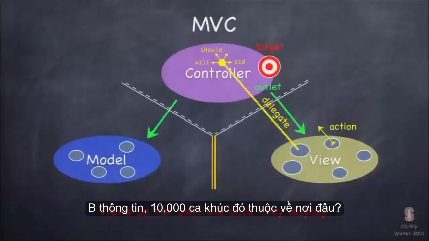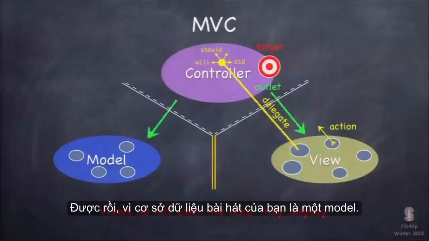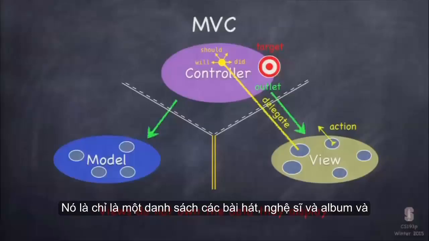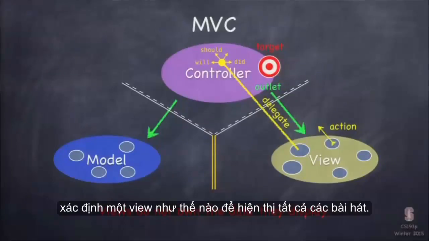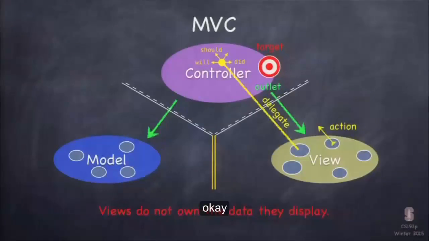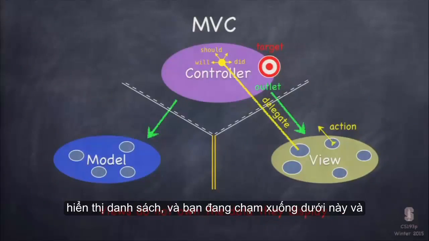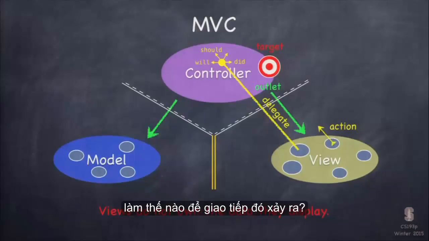A, that would be inefficient, and B, that information, those 10,000 songs, belongs where? In the model, okay? Because your song database is a model. It has nothing to do with UI. It's just a list of songs and artists and albums and all that. It's in the model. Some controller has to look at that database and tell a view how to display all those songs. Okay, so we need that communication to happen here, and the view is displaying some sort of list, and you're touching down and you're flicking on the list and trying to see more songs. How does that communication happen?